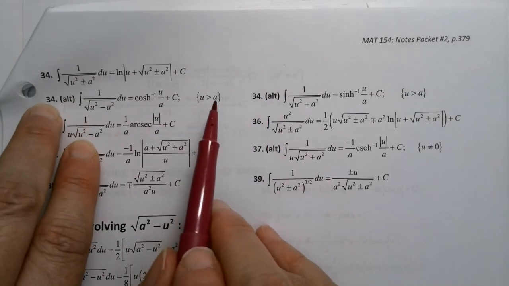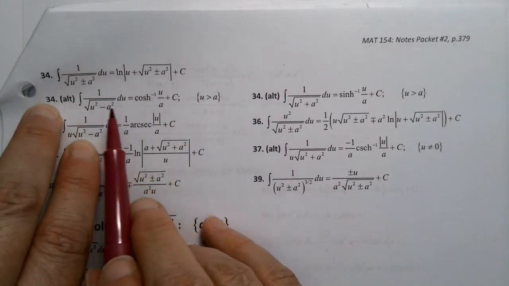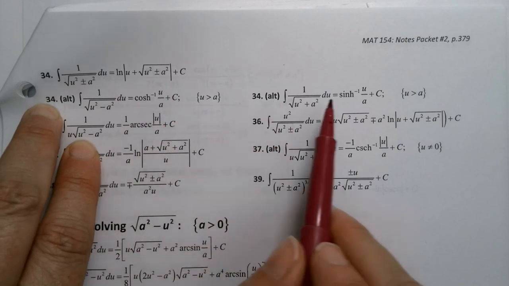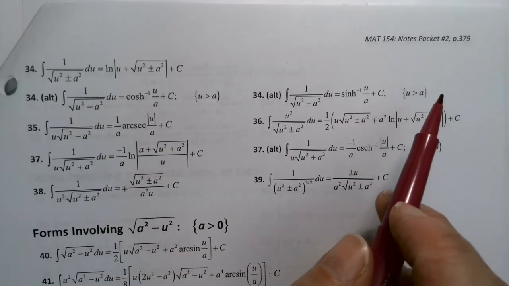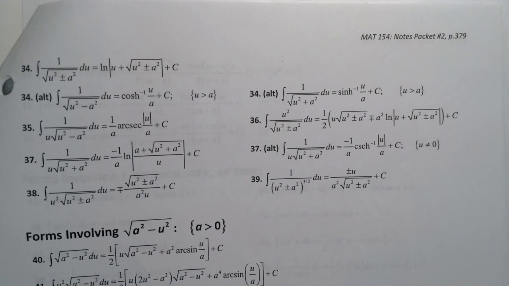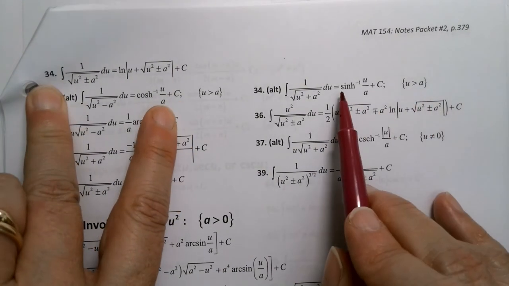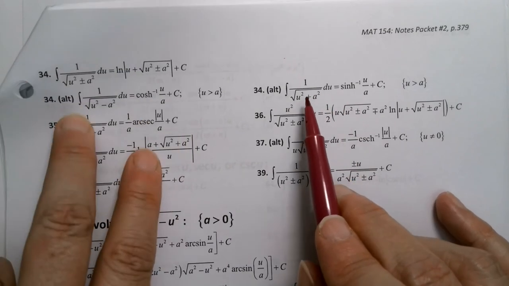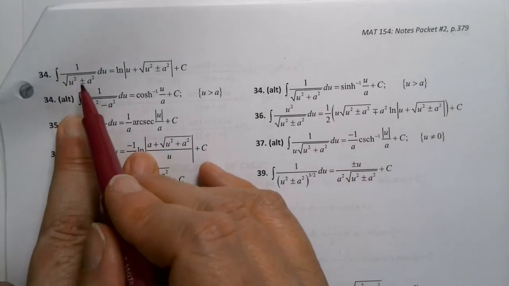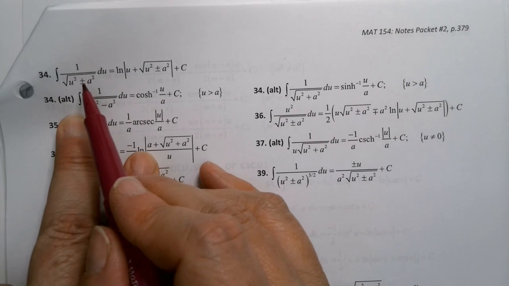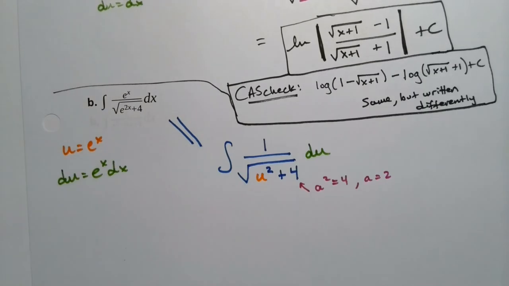If u is greater than a, we would use arc-cosh, and if u is less than a, it should be... Oh, it's because this one's plus and this one's minus. That's why. So if u is greater than a, you can use this one if it's plus or this one if it's minus. And you'll notice this one actually has a plus or minus inside of it. So we could use either one of those. There's a logarithmic form and there's a hyperbolic form for those ones.